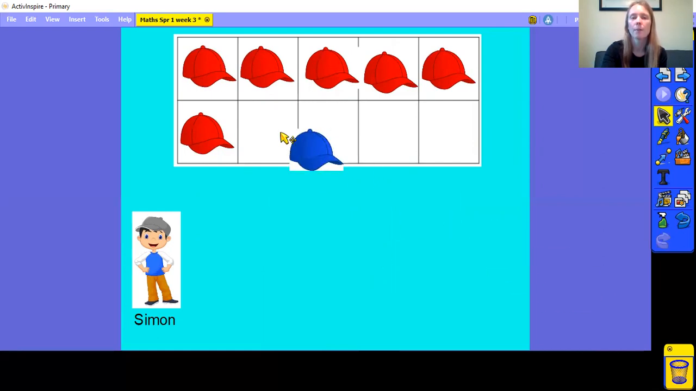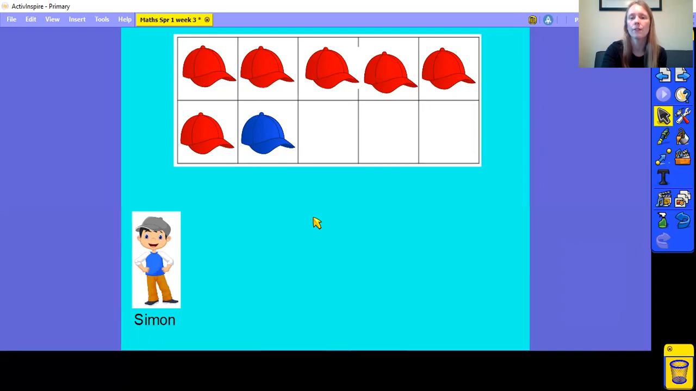Then, Simon bought 1 more hat. This hat was blue. How many hats does he have now? Pause the video and see if you can work it out. Okay, now let's have a look together.